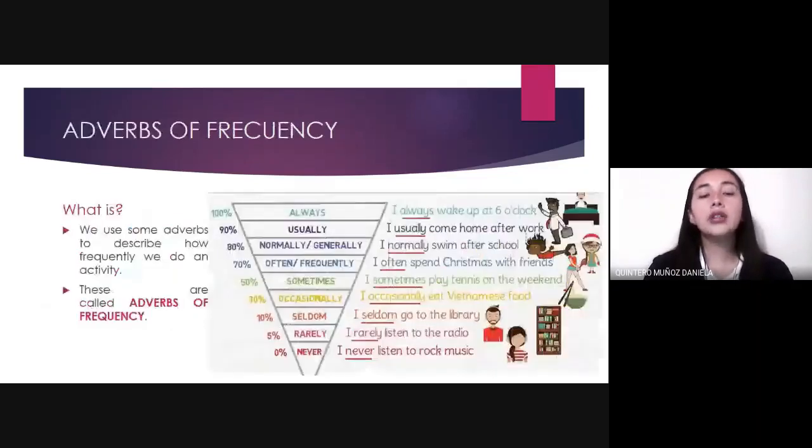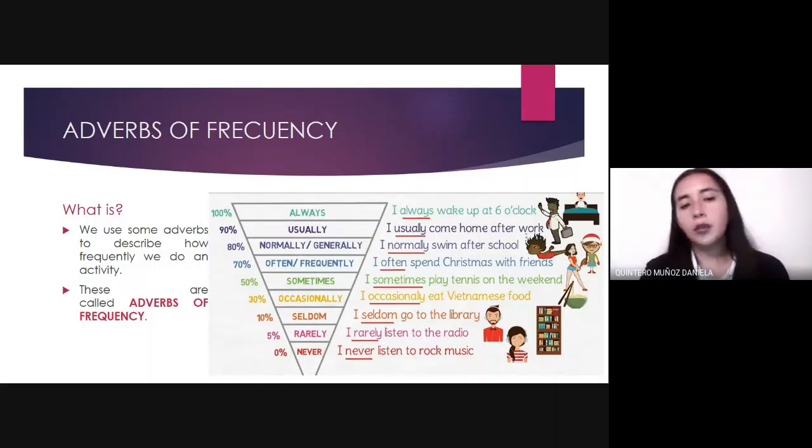Okay, we are going to talk about our final topic, that is adverbs of frequency. What is an adverb of frequency? We use some adverbs to describe how frequently we do an activity. These are called adverbs of frequency.